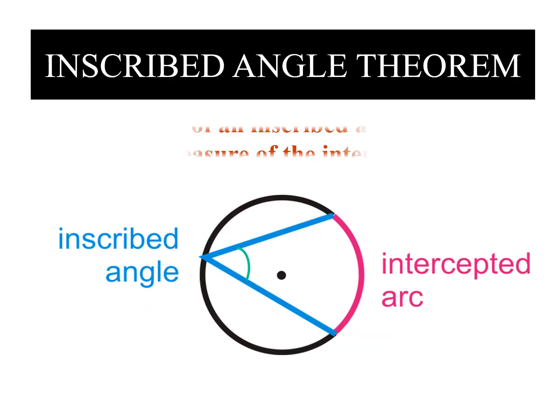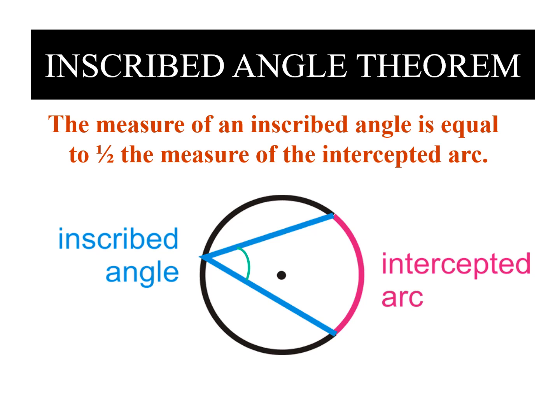The inscribed angle theorem states that the measure of an inscribed angle is equal to 1/2 the measure of the intercepted arc. So the measure of the inscribed angle is equal to 1/2 the measure of your intercepted arc.